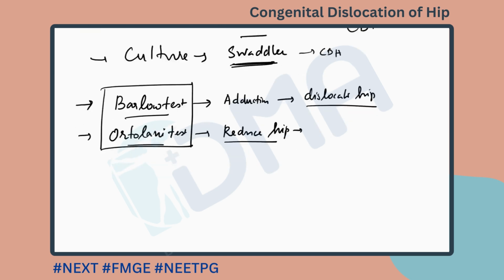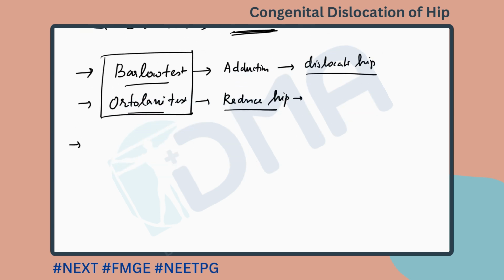Now you can also diagnose this condition by taking an investigation called ultrasonogram, because in a young child the head will not be visible in an X-ray. In a child the head will not be seen in an X-ray because the head is cartilaginous.